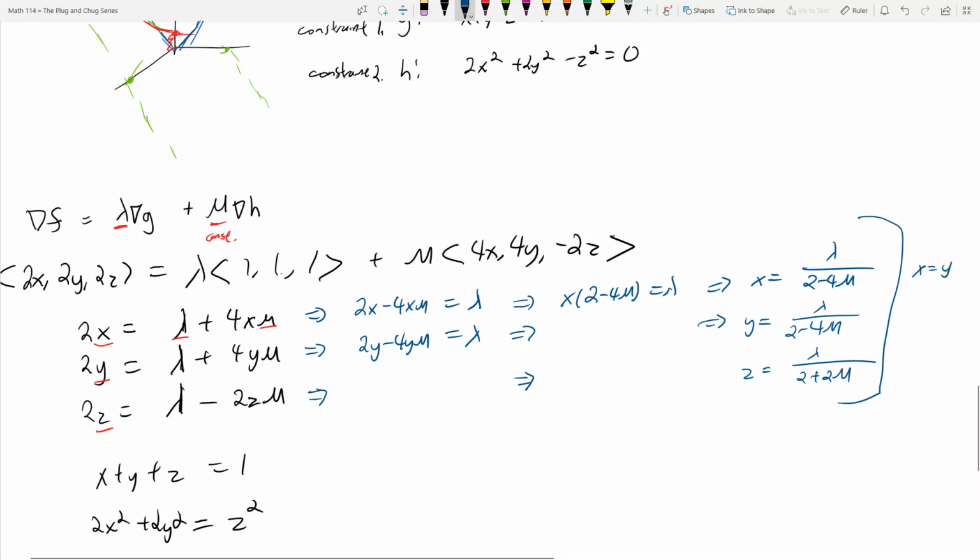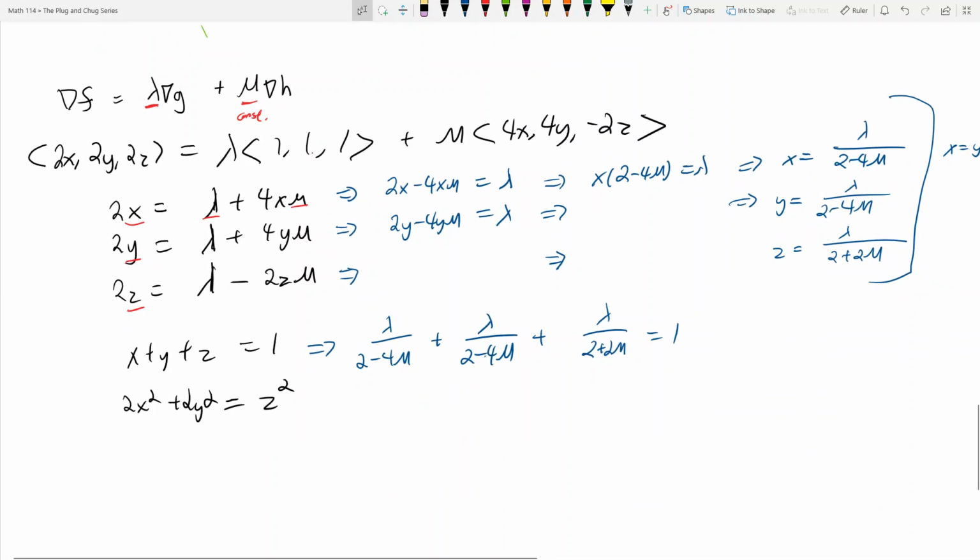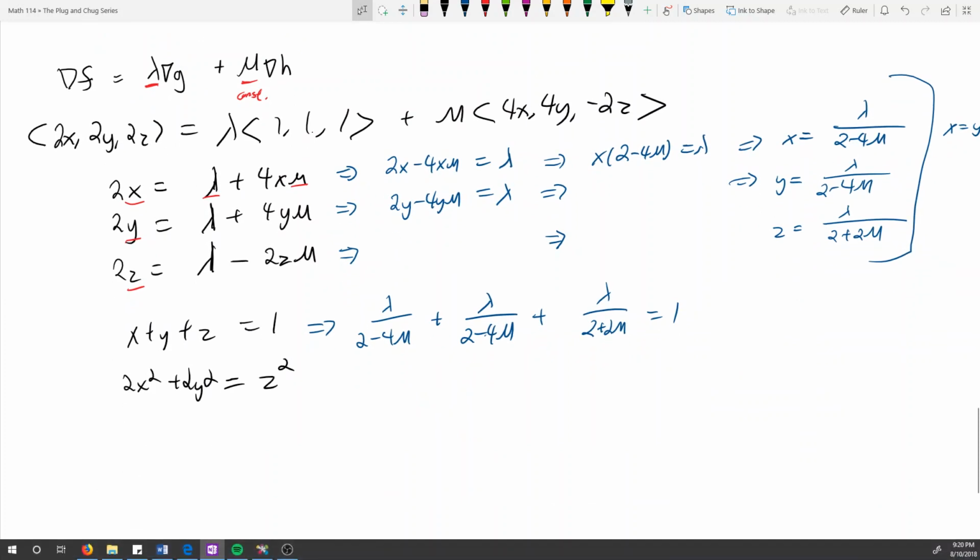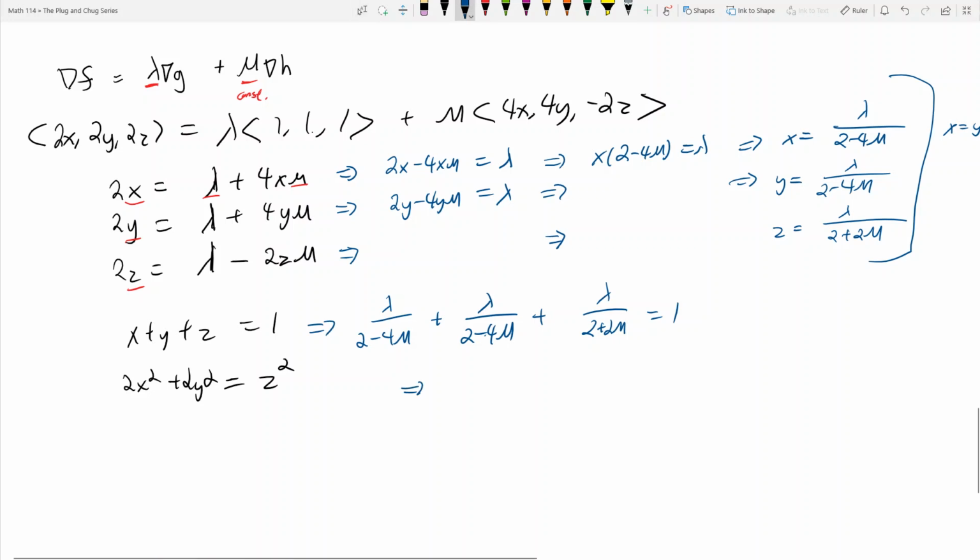Well, it seems like the easiest one to plug these guys into is going to be this constraint right here, right? So if I plug in x, y, and z, I now get lambda over 2 minus 4 mu plus lambda over 2 minus 4 mu, right? Because that's x and y. And now I plug in z, lambda over 2 plus 2 mu. That's equal to 1. All right? And, okay, so where does this take us? Well, if you add this left-hand side up, I get lambda divided by 1 minus 2 mu, because these guys essentially become 2 times lambda over 2 minus 4 mu, and they can factor out a 2.